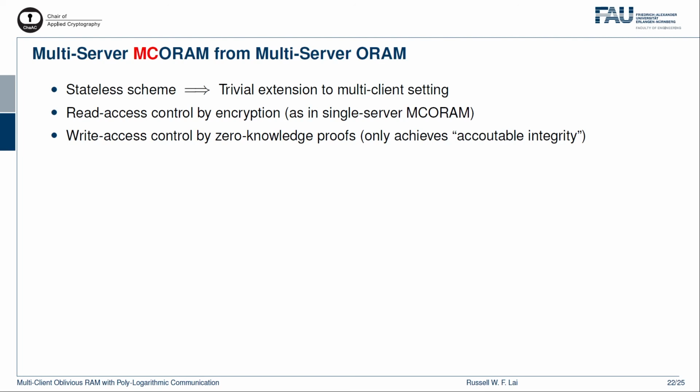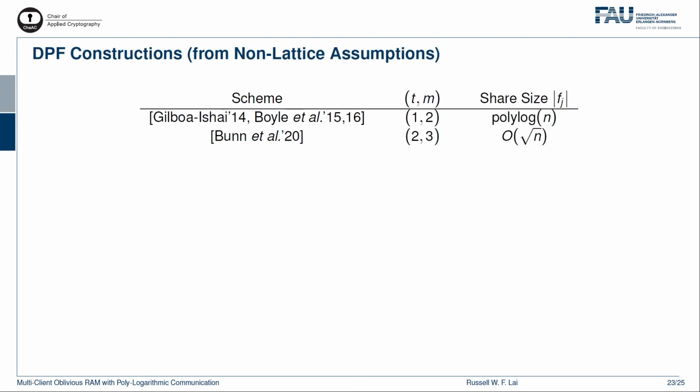This approach, however, only results in a weaker integrity called accountable integrity. Achieving full integrity seems to be impossible in the multi-server setting. In terms of communication, which we care most about, we observe that the communication complexity is dominated by the DPF share size. Therefore, if we want a multi-server MCORAM scheme with polylogarithmic communication, we just need to build a DPF with polylogarithmic share size. For this purpose, we look at the literature.